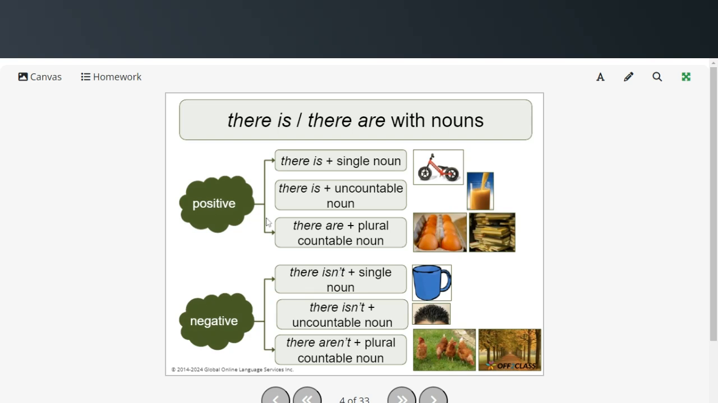So just to review, for a positive sentence, we use there is plus a singular noun, there is plus an uncountable noun, or there are with a plural countable noun. For negative, we use there isn't plus a single noun, there isn't plus an uncountable noun, and there aren't plus a plural countable noun.